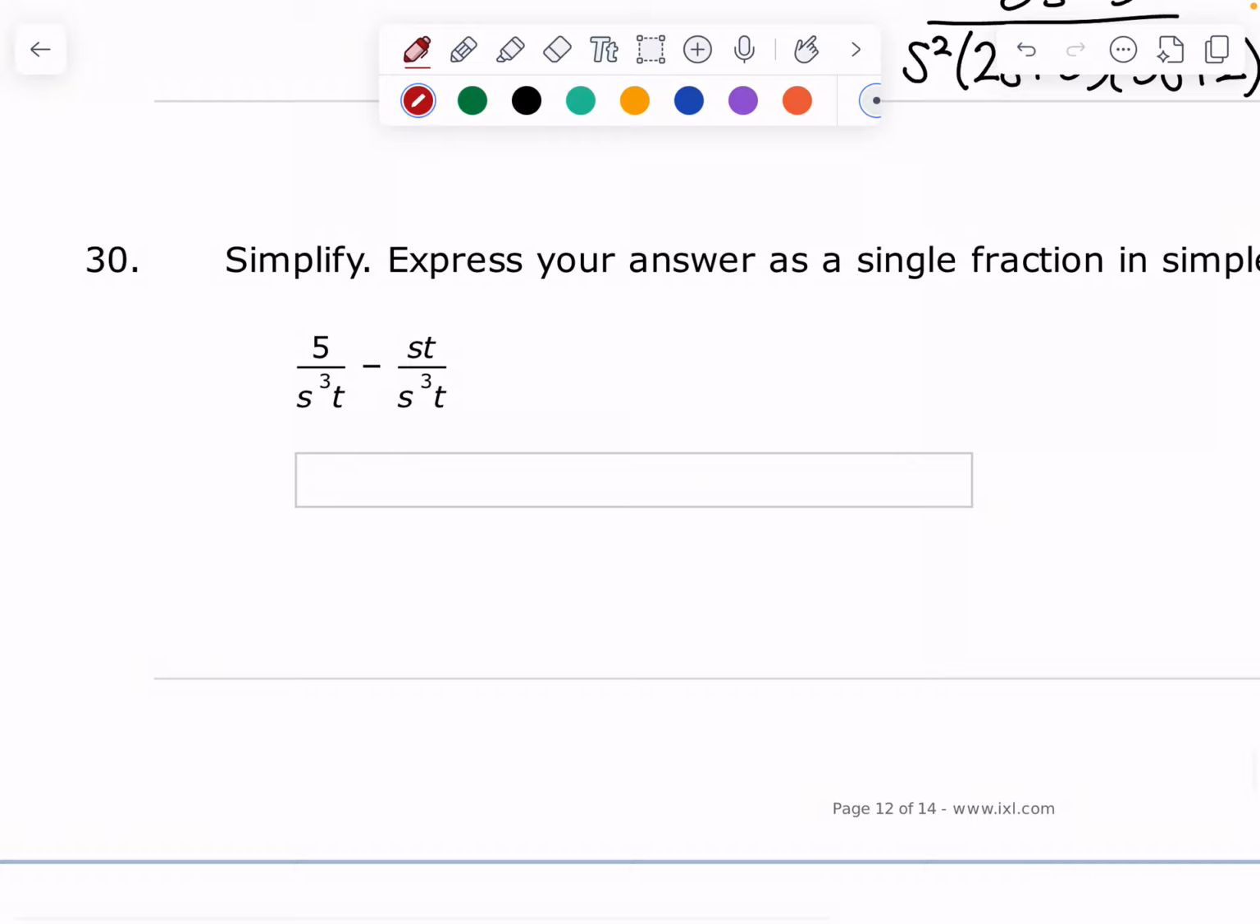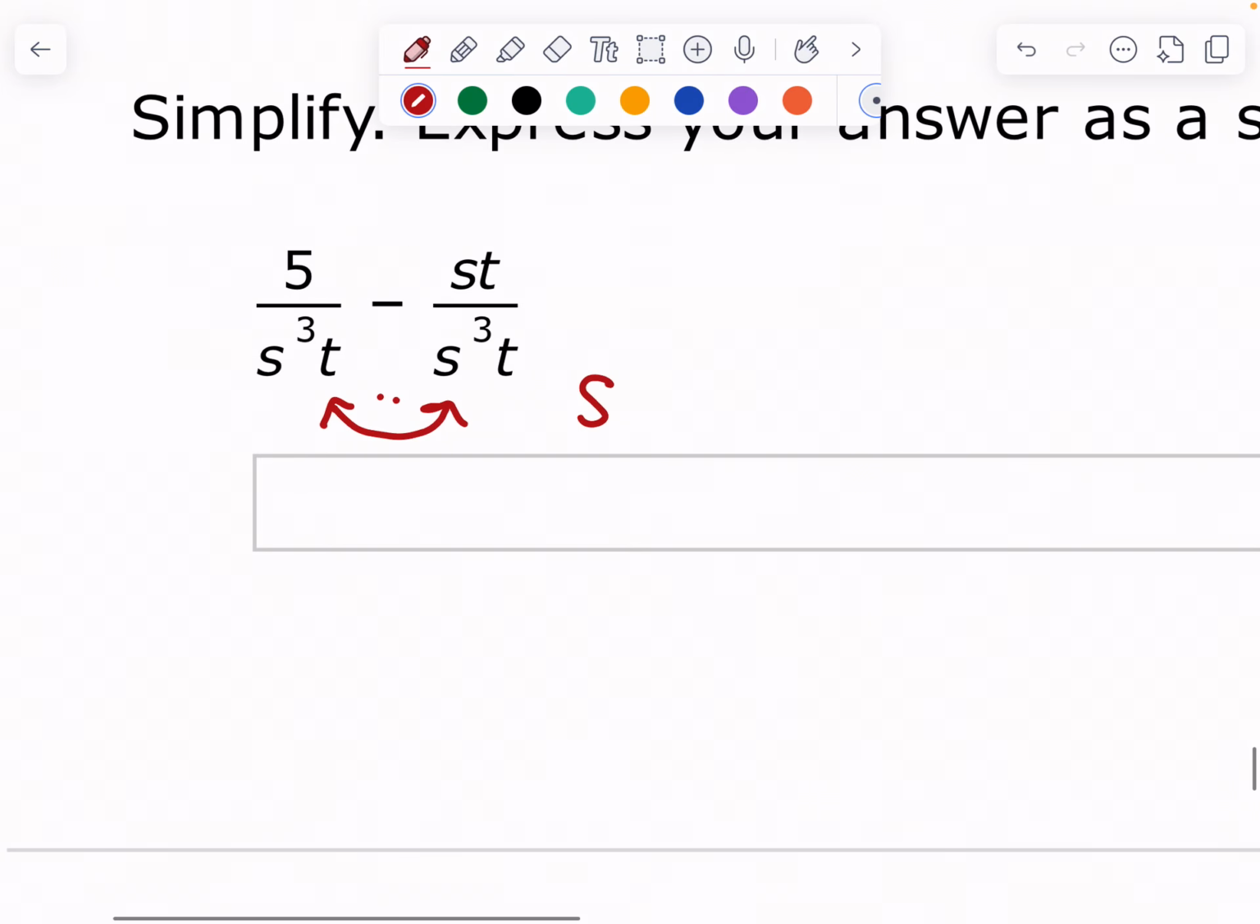Wait, that one in red. First thing that we have to see, what do you notice about these? We're adding and subtracting these, and you'll notice that these have the same denominator, which makes me happy. So I'm going to put a smiley face. So they have the same denominator.